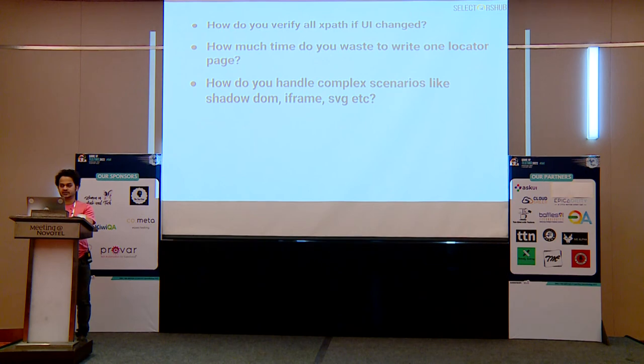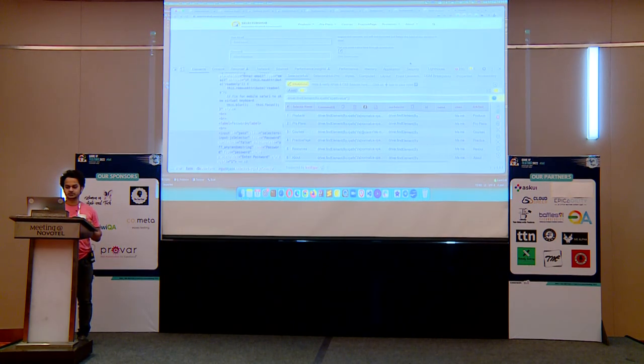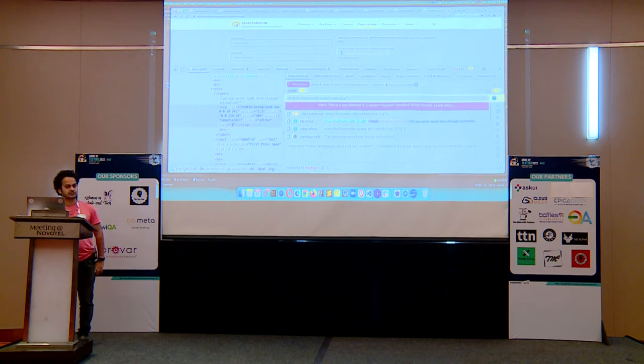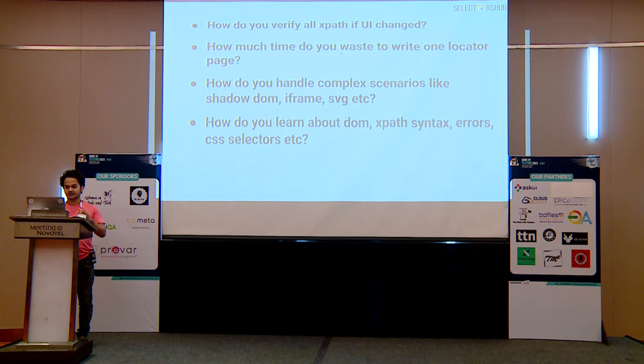How do you handle complex scenarios like shadow DOM? I just showed you that shadow DOM and all, it supports very smartly. You just have to inspect the element, nothing extra you have to do. You just inspect the element, and it will tell you that this element is an SVG element, or inside shadow DOM, or iframe. Everything it tells you, it teaches you. Then you are learning, so it tells you all the errors, XPaths, selectors.